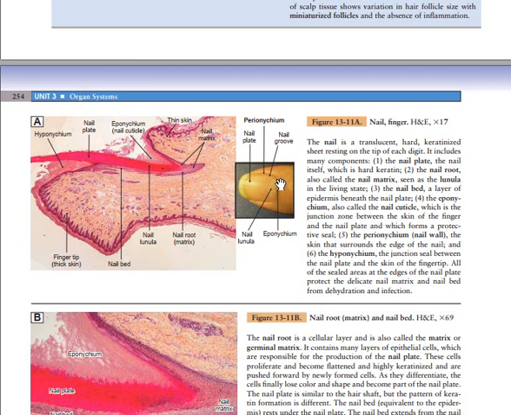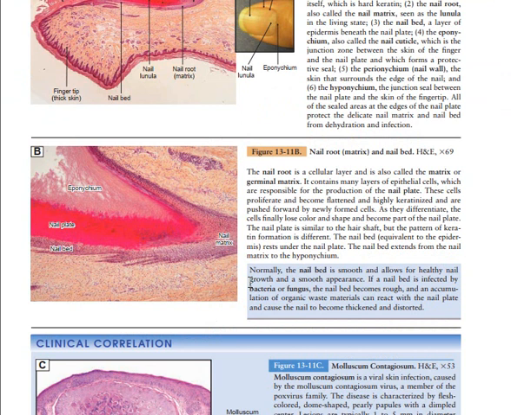You have the nail eponychium, is just this tissue above. Hyponychium is just the tissue below. Then the nail bed is where the nail plate lies. This is the perionychium, it's just the tissue along the nail. Is it clear? This is the fingertip and all that.